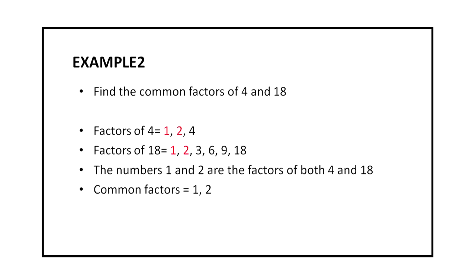Because 2, 3, 6 and 9 exactly divide the number 18. Now, which are the common factors of 4 and 18? We can see that the numbers 1 and 2 are common to both 4 and 18. Thus, the common factors are 1 and 2.